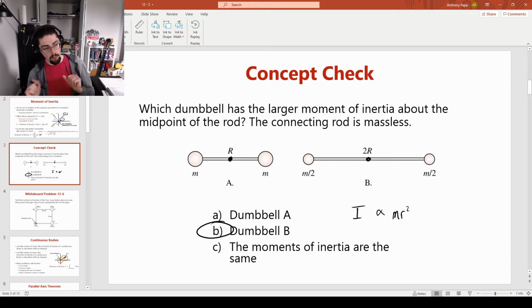Now, to tie that all back in with our other information so far, that means dumbbell B is actually going to take a little bit more effort to get it spinning, right? Or rather, if we had put in the same effort, dumbbell A is a lot easier. It's going to spin a lot faster.